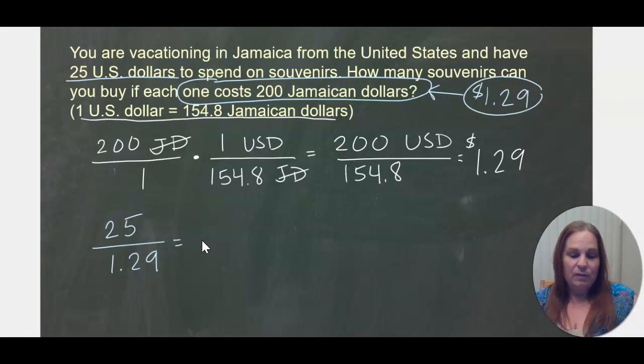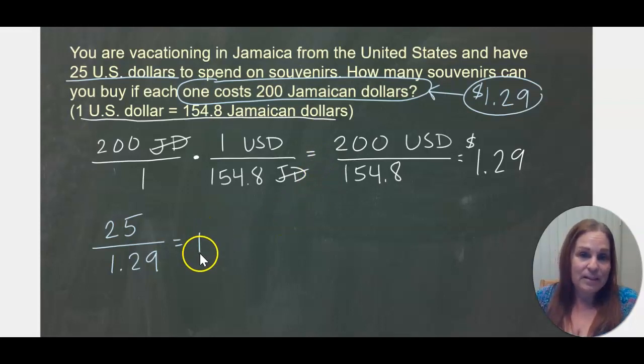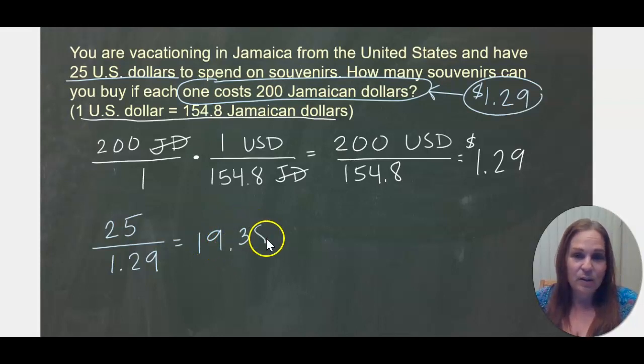25 divided by 1.29 is 19 point, if I round to the hundredths, 38. Now they are not going to let you buy 38 hundredths of a souvenir, right? You can't buy a partial part of a souvenir. So the most you can buy would be 19 souvenirs. And then you'll have a little bit left over. All right, one more.